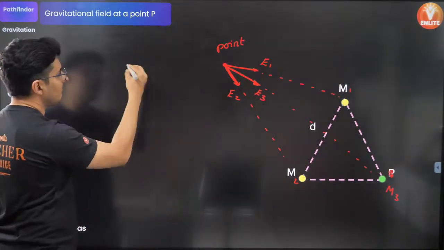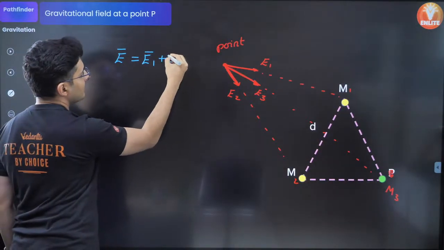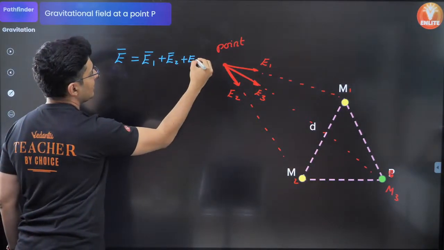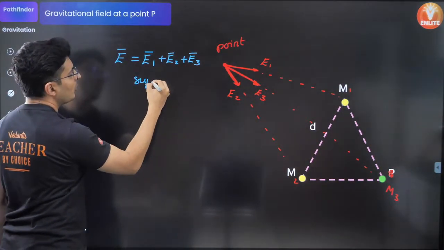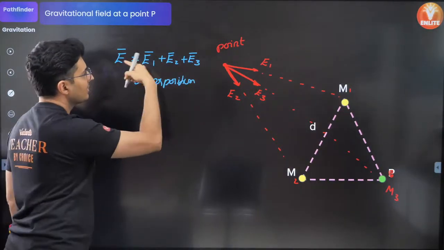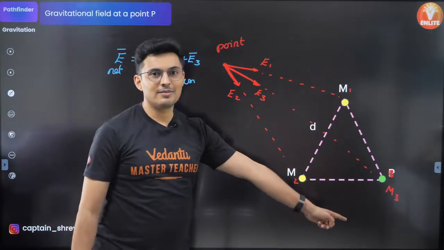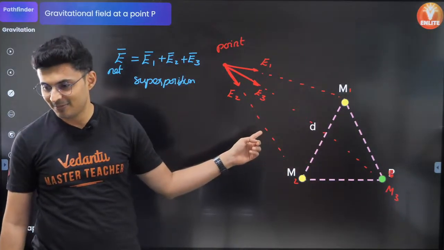Now, adding them vectorially, you will get the net field. It will be E1 bar plus E2 bar plus E3 bar. This is again superposition. Keep this in mind. So this is your net gravitational field. It is always attractive.